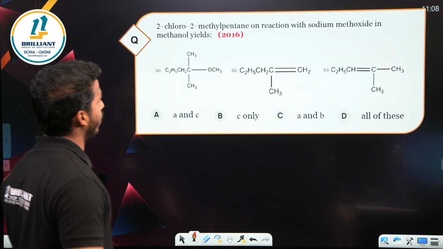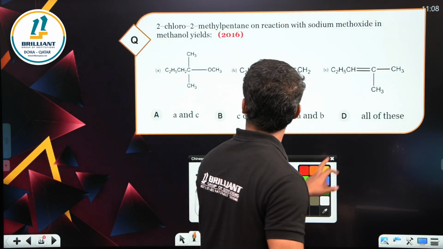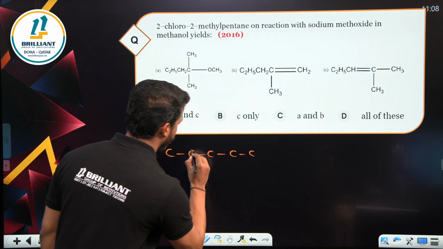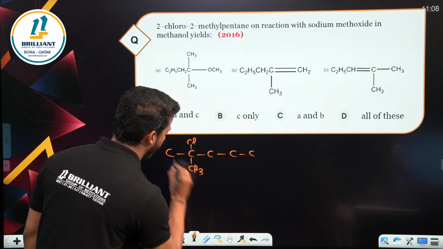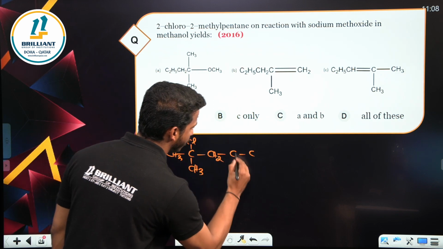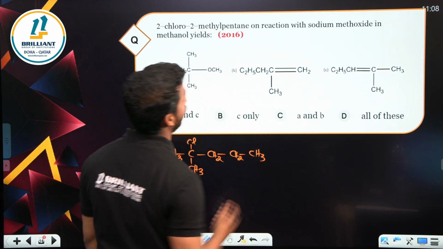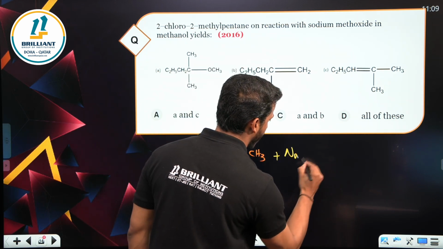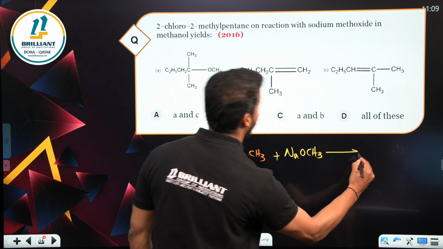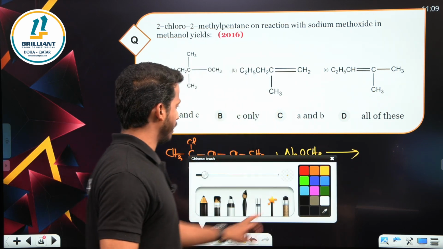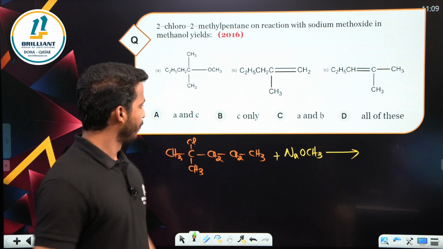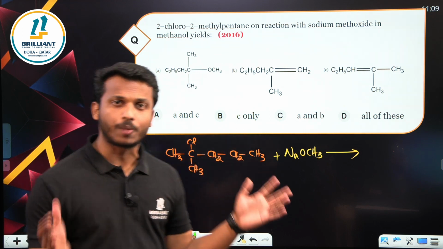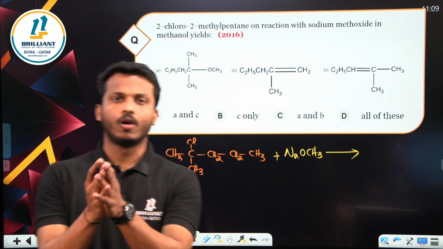That's it. Next one, 2016. 2-chloro-2-methyl pentane on reaction with sodium methoxide, NaOCH3, in methanol yields what? Be very careful, dear all, in this question. They didn't ask you which is the major product. If these two reactants are given, what all products can form?